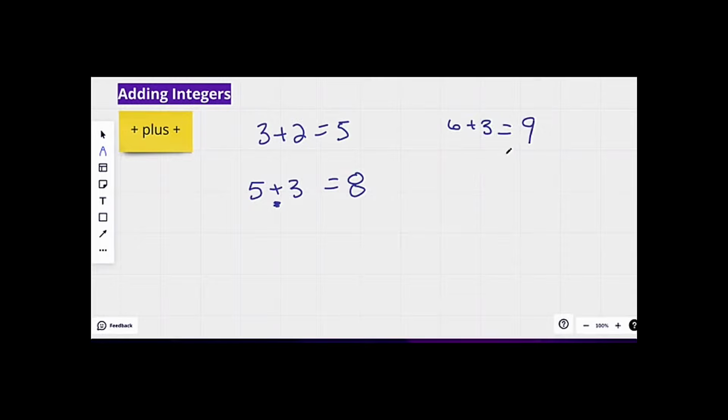So sometimes you can say, okay, it's positive 9, if you're working through your integers unit and you want to show that it's a positive, but you don't have to. It's known that if it doesn't have a sign in front of it, it's always going to be a positive number. So in this case, 6 plus 3 is positive 9. You can put it this way or without the sign. It means the same thing.